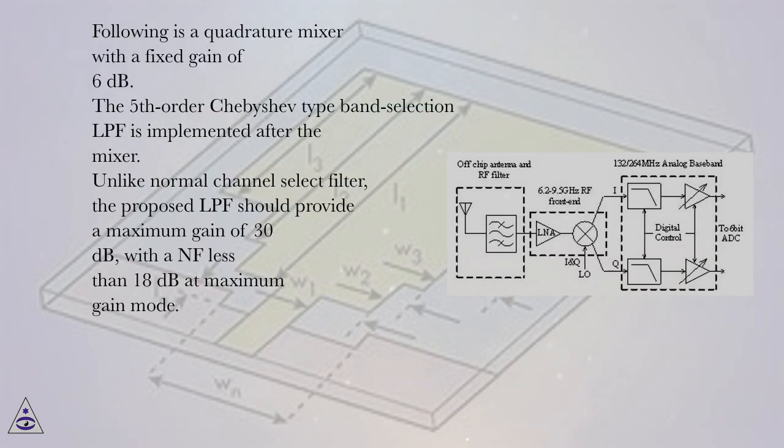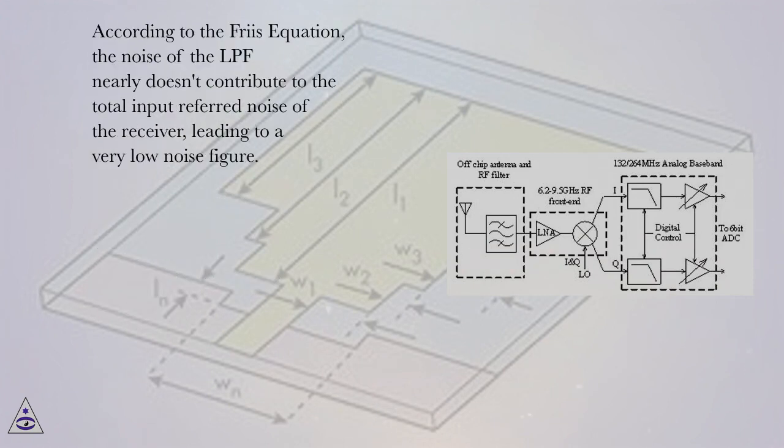Following is a quadrature mixer with a fixed gain of 6 decibels. The fifth-order Chebyshev type band selection LPF is implemented after the mixer. Unlike a normal channel select filter, the proposed LPF should provide a maximum gain of 30 decibels, with a NF less than 18 decibels at maximum gain mode. According to the Friis equation, the noise of the LPF nearly doesn't contribute to the total input referred noise of the receiver, leading to a very low noise figure.